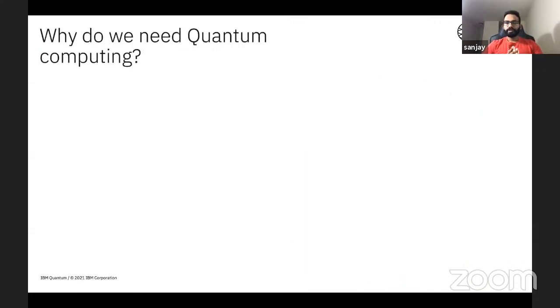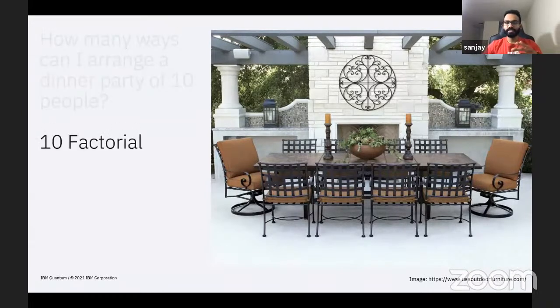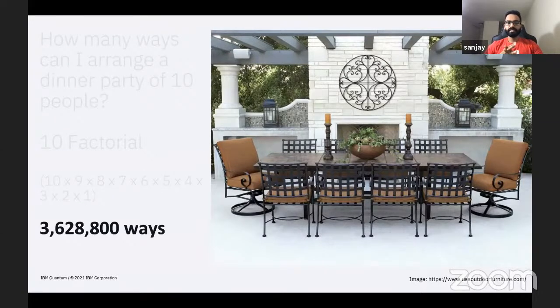Why do we even need quantum computing? We have super powerful classical systems like supercomputers and everything. Then why do we need quantum computing? So let's begin with a simple question. How many ways can I arrange a dinner party of 10 people? So probably the answer will be 10 factorial, and it will be 10 into 9 into 8 into 7 into 6 and so on, and it will be 3,628,800 ways. This looks like a simple problem.